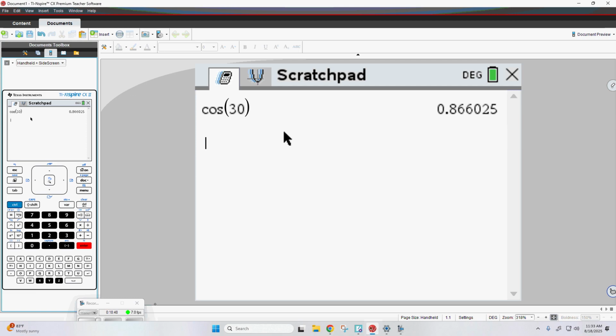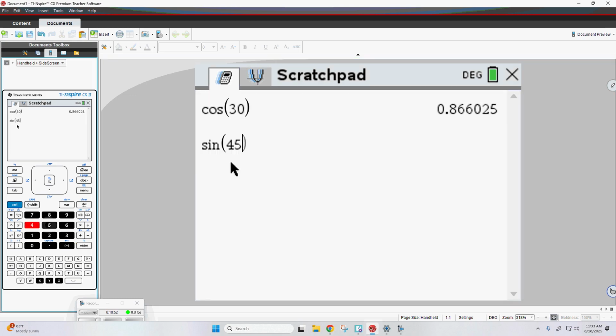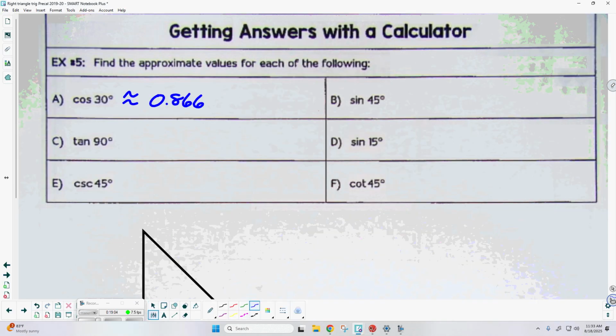Now I want to try sine of 45 degrees. Come on over to my calculator. So trig sine 45. Anybody want to help me out? What should I get? 0.707. Perfect. Okay, coming on over here. So 0.707. We'll do a couple more of these. Let's try tangent of 90 degrees.